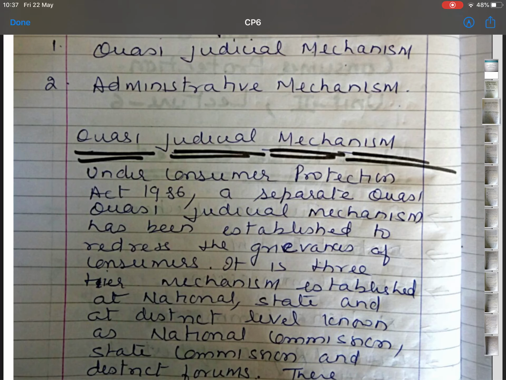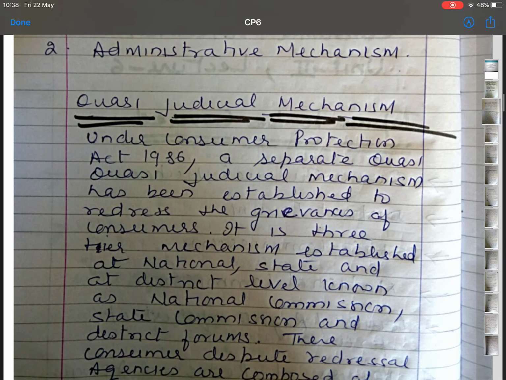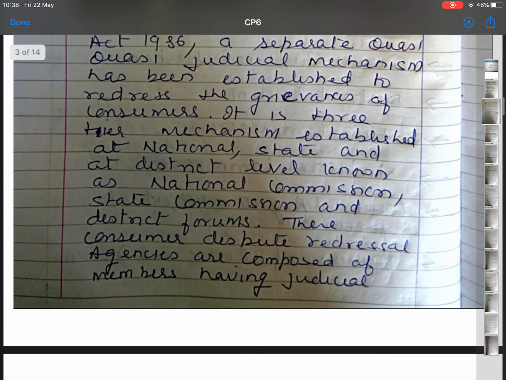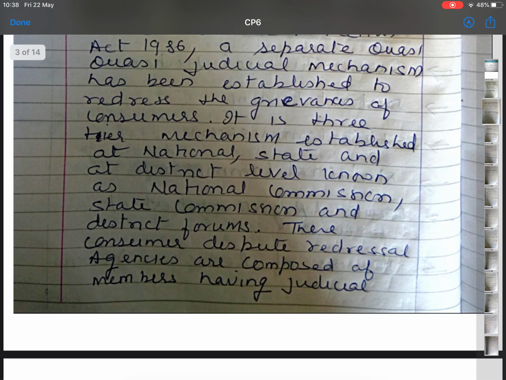So, under the Consumer Protection Act of 1986, a separate quasi-judicial mechanism has been established to redress the grievances of consumers. It is a three-tier mechanism established at national, state and district level, known as National Commission, State Commission and district forums.